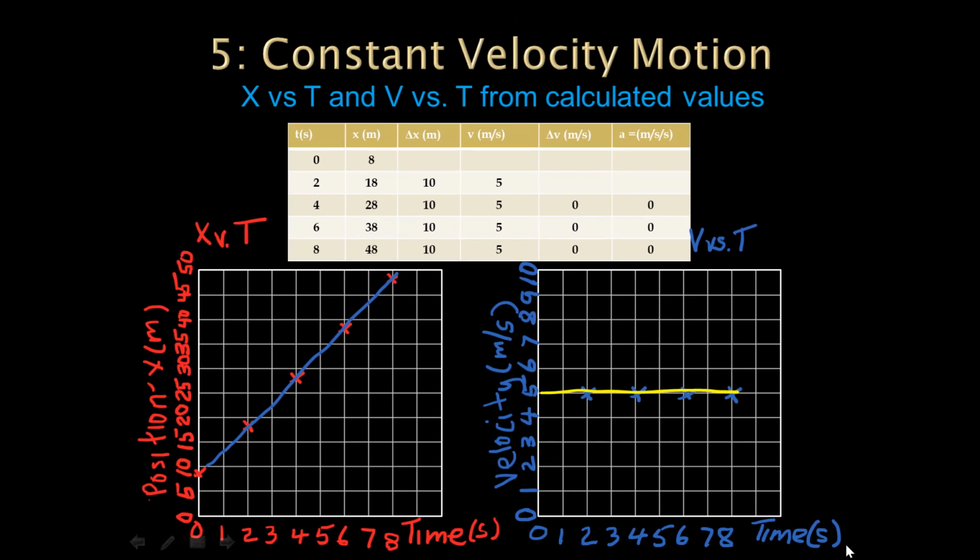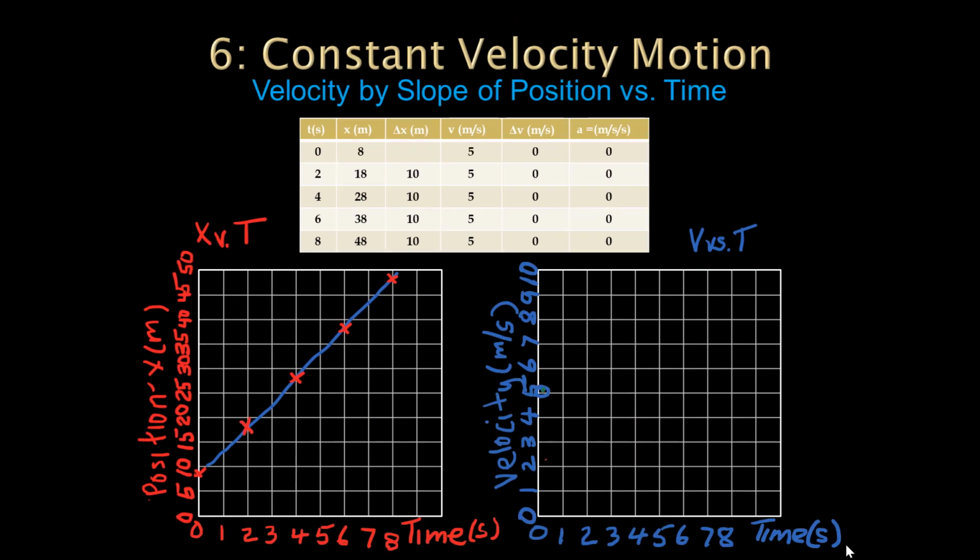So now, rather than using our calculated values, we're going to use our position versus time graph to produce our velocity versus time graph. We know that the slope of a line tells us the rate at which the dependent variable is changing with respect to the independent variable. For position versus time, that rate of change is known as velocity.